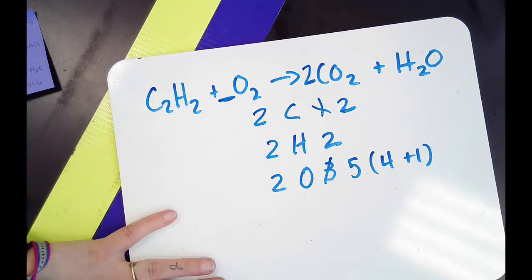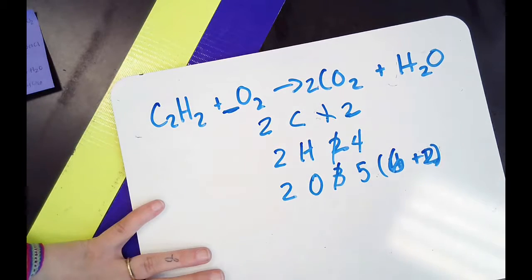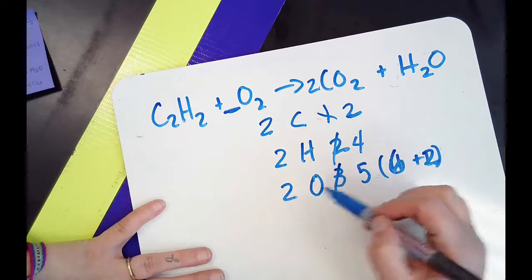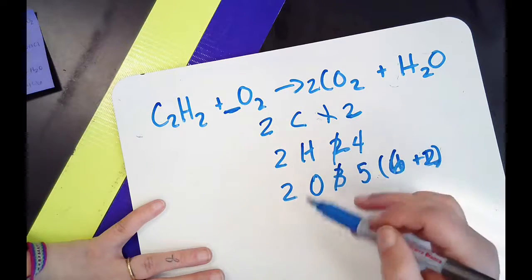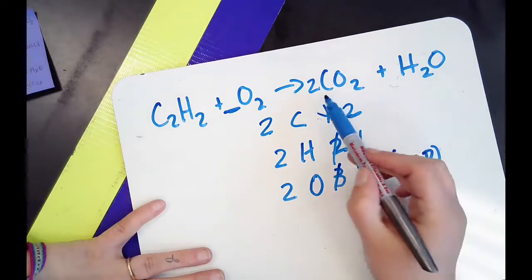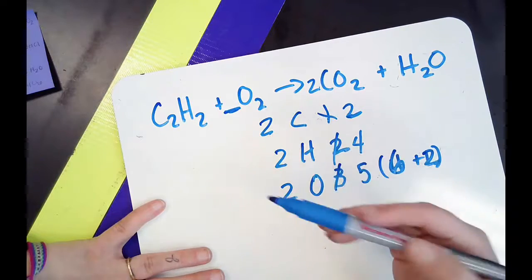Since I have this odd number of oxygen right here, I'm going to play around with this equation and see if I can make it balance in some way. Do you know how up here we tried a 2? What if we tried to balance it in a different way?